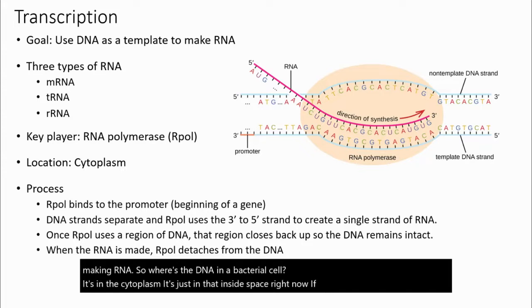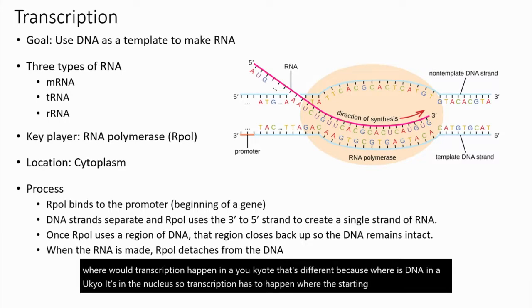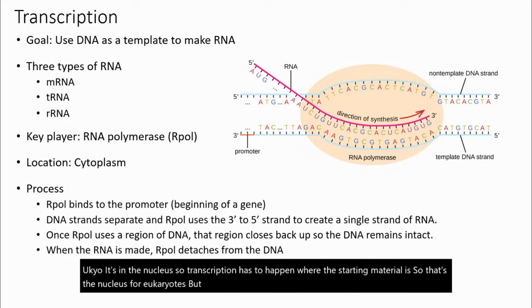Now, if I wanted to get tricky and I said, where would transcription happen in a eukaryote? Well, that's different because where is DNA in a eukaryote? It's in the nucleus. So transcription has to happen where the starting material is. So that's the nucleus for eukaryotes, but it's the cytoplasm for prokaryotes. Because remember, bacteria are prokaryotes.